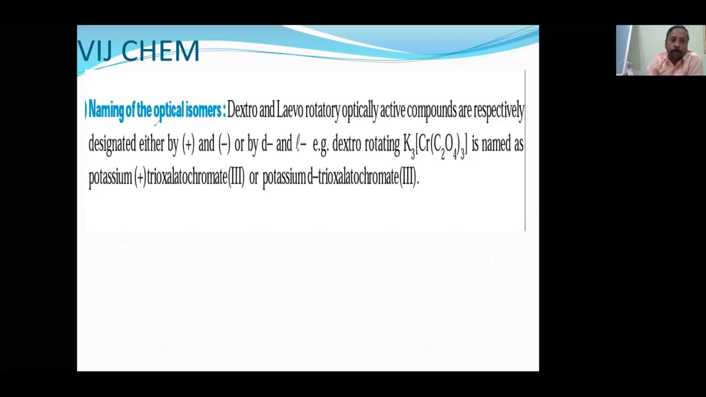Now, the names of optical isomers. Dextrorotatory and levorotatory optically active compounds are respectively designated either by positive or negative. So, like this, for potassium, plus represents that it is optically dextrorotatory. So it can be written as plus or D.